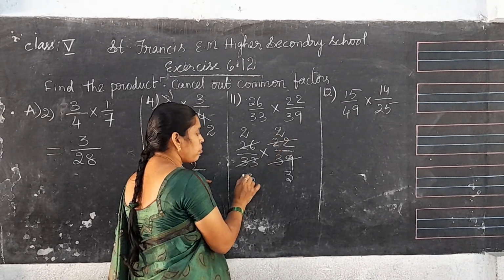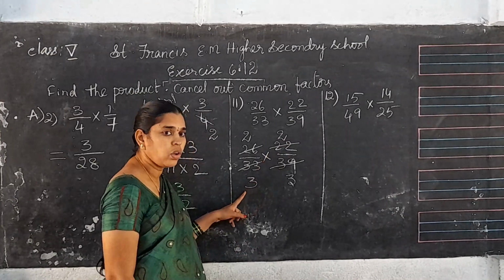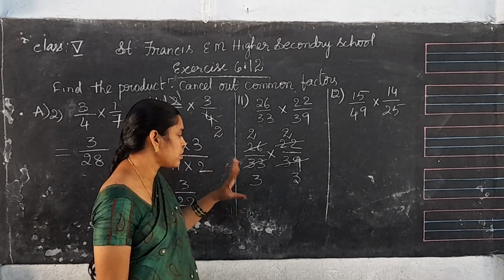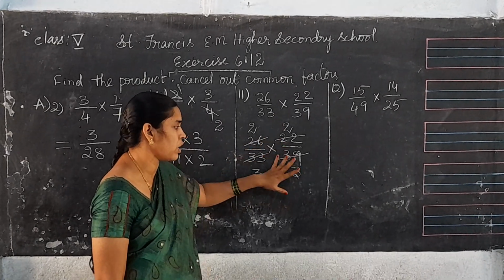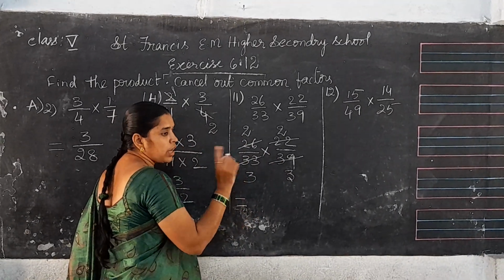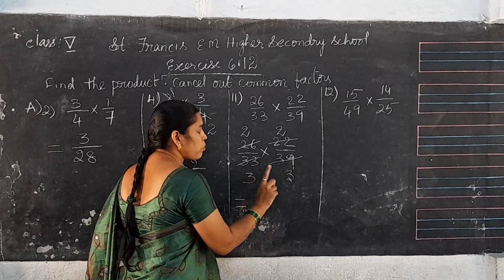Now in these two numbers, will any table go, except 1? No. In these two numbers, it will not go. Always check the numerator and denominator. Don't take both numerators, and don't take both denominators.